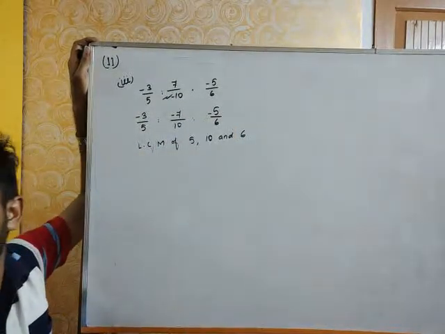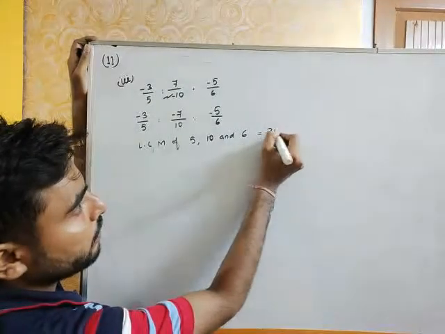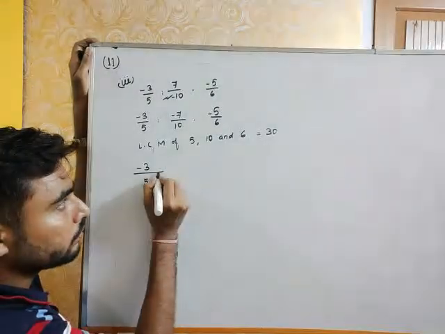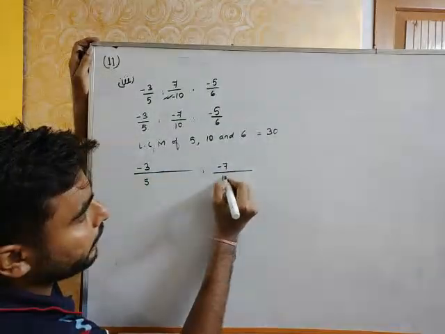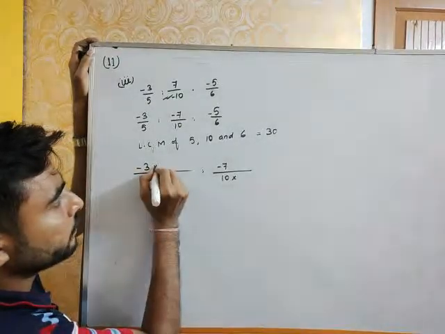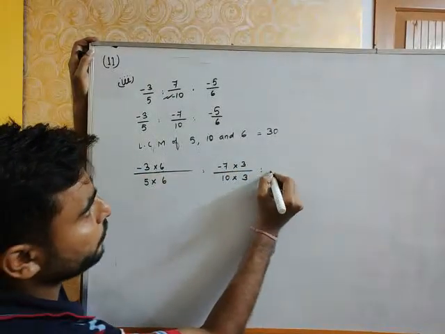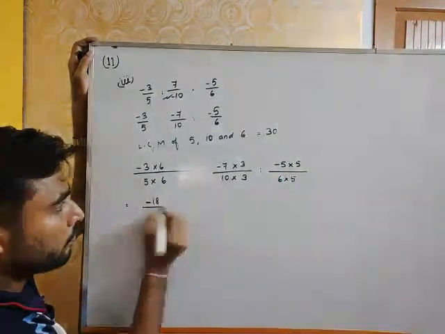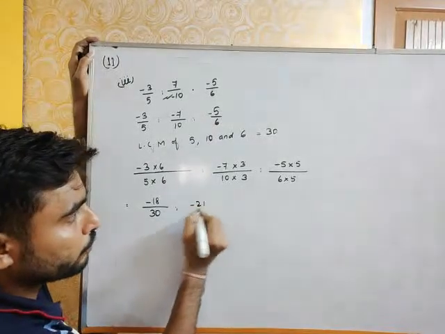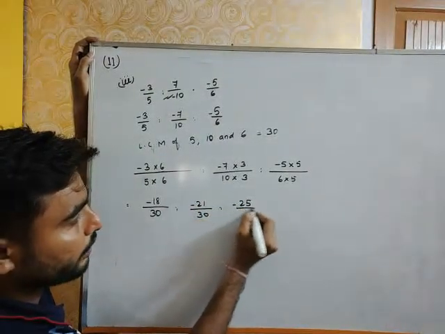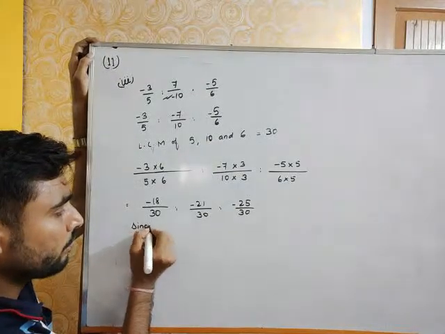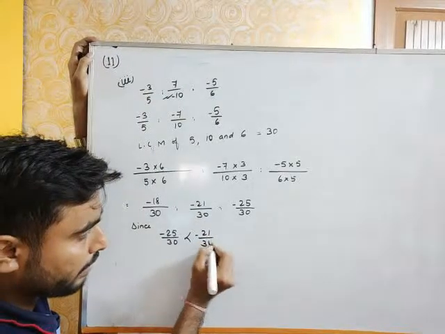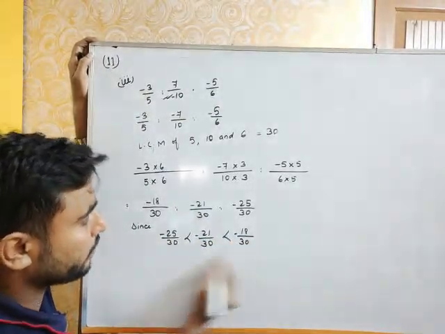Got it, all of you? So LCM is equal to 30. So now minus 3 by 5, minus 7 by 10, minus 5 by 6. 10 into 3, so minus 7 into 3; 6 into 5, so minus 5 into 5. That gives minus 18 by 30, minus 21 by 30, minus 25 by 30. So minus 25 by 30 is less than minus 21 by 30 is less than minus 18 by 30.